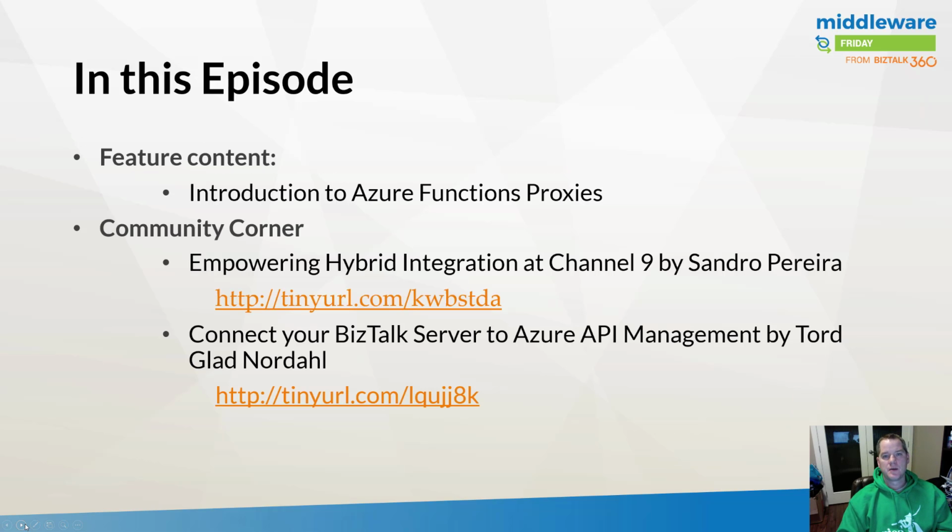In addition to talking about Azure Function Proxies, we're also going to take a look at our Community Corner, which includes empowering hybrid integration at Channel 9 Studios on the Microsoft campus by Sandro. And then we're going to talk a little bit about BizTalk and how we can use Azure API management to protect our BizTalk SOAP endpoints. This is brought to you by Tord, who is one of the PMs on the Pro integration team.